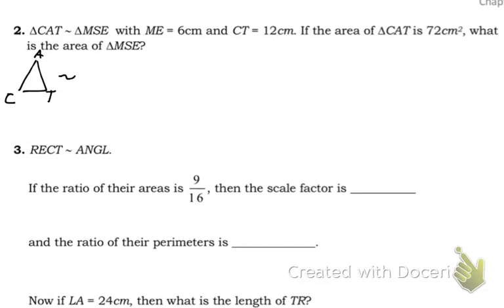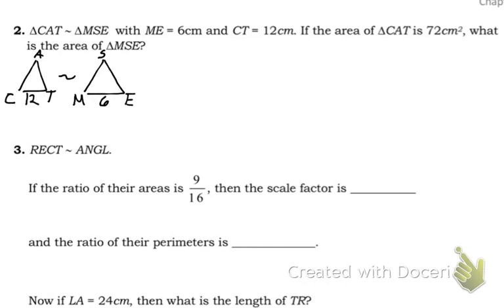And that's similar to my MSE. And CT is 12. ME is 6. All right, we're dealing with ratios, right? And we have to be concerned about what goes on top and what goes on bottom.